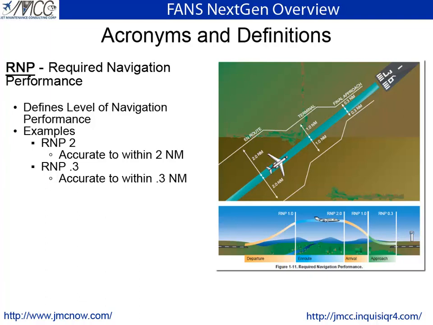Required Navigation Performance, or RNP. Required navigation performance refers to the level of navigation performance required for a specific route, procedure, or a specific block of airspace. As an example, to fly a route specified as RNP 2, the aircraft must be able to calculate its actual position to within 2 nautical miles of where it actually is. To fly an approach specified as RNP 0.3, the aircraft must be able to calculate its actual position to within 0.3 nautical miles of where it actually is.